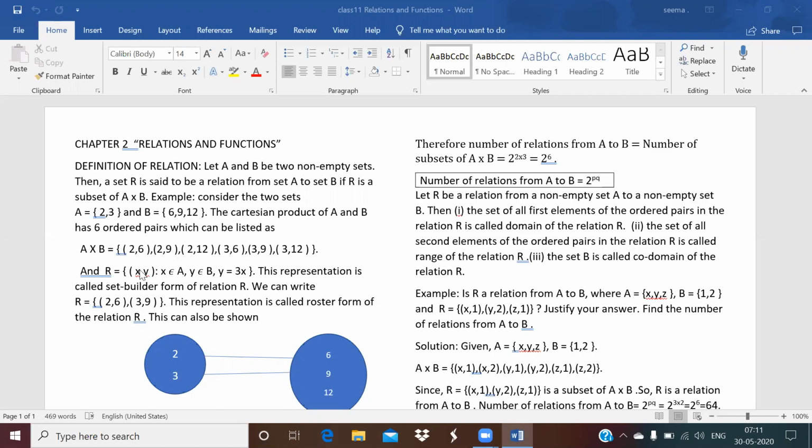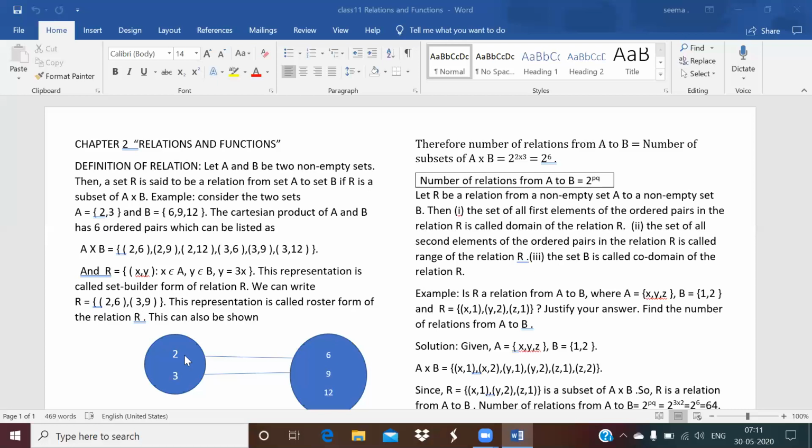The relation given to you is y equal to 3x, where the first element belongs to the first set and the second element belongs to the second set. This representation is called the set builder form of the relation. And if we substitute the values of x from A, that is 2, you will get 6, and if you substitute 3, then you will get 9. That means you get a relation with two ordered pairs, that is (2, 6) and (3, 9). This representation is called the roster form of the relation.